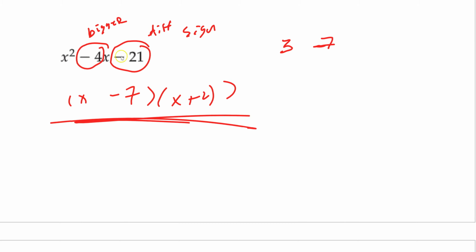Right, so different signs. How do you know which one is the bigger number? Let's look at the middle one. That's always the sign of the bigger number. Anyway, so that's how you factor.